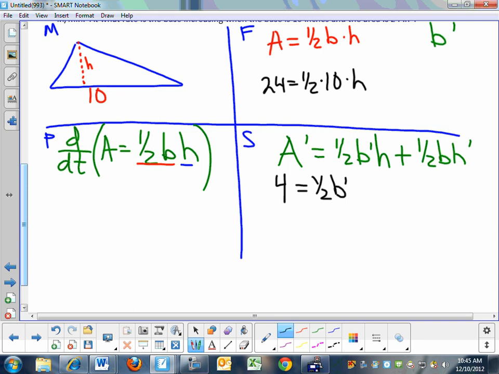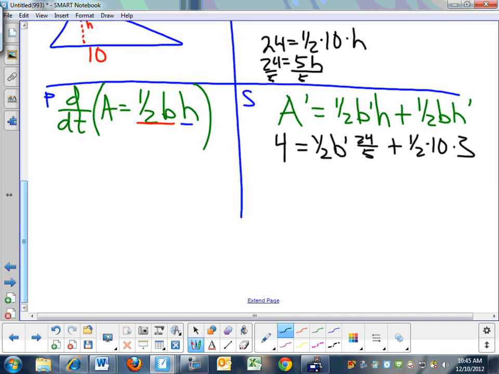So if you run into a situation where you can't figure it out, you've got to go back in and figure out those existing conditions. So 24 is equal to 5h, divide by 5, h is 24 over 5. Plus 1/2. Do we know the current base? 10. Do we know the rate at which the height is changing? 3. So now this is a basic linear equation. I just solve this like you would any normal equation. 4 is equal to 12 over 5 b prime, plus... 24 divided by 2 is 12.